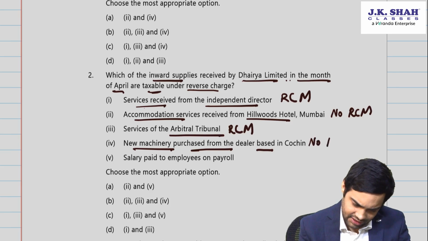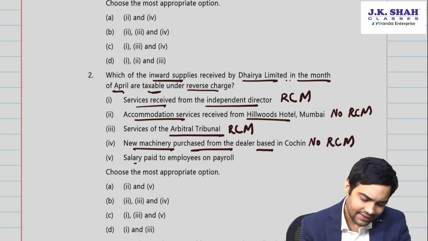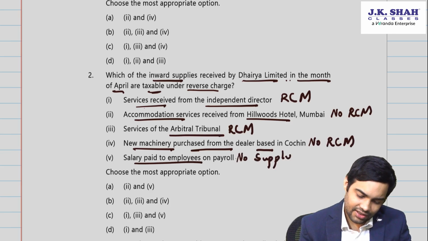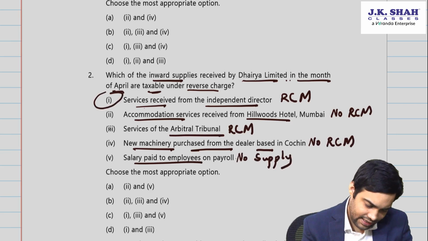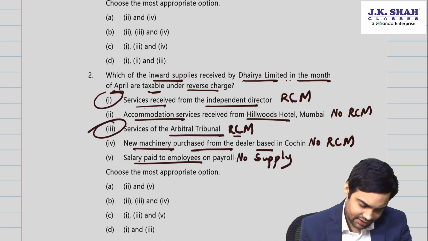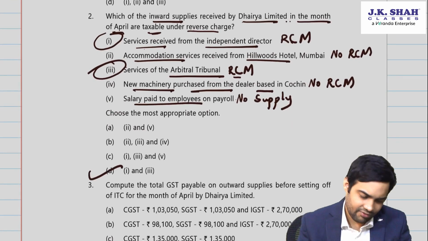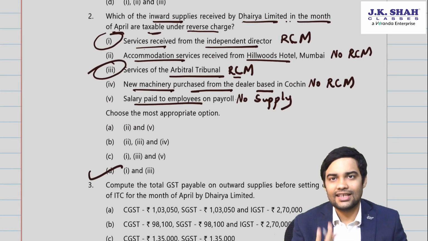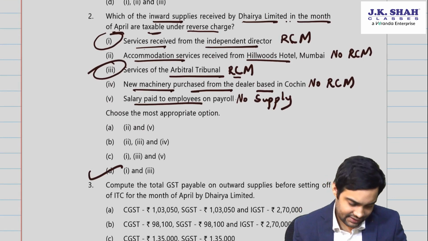This would not be a case of RCM. Salary paid is not a supply at all. Forget about whether it would be RCM. So 1 and 3 are RCM cases, so the right answer would be 1 and 3. That means we know this answer even without reading the main part.